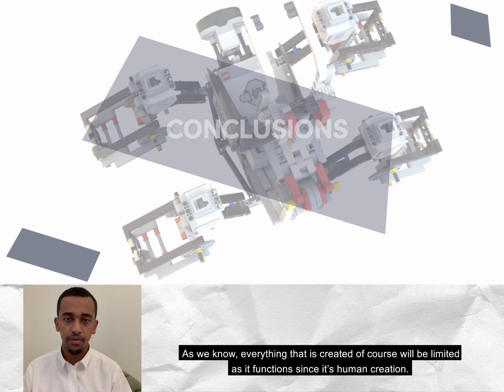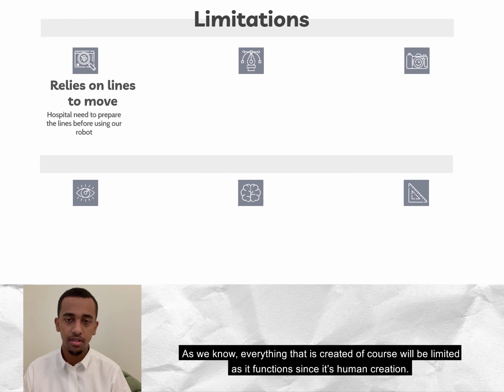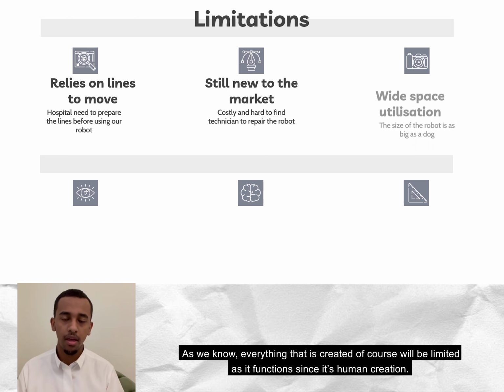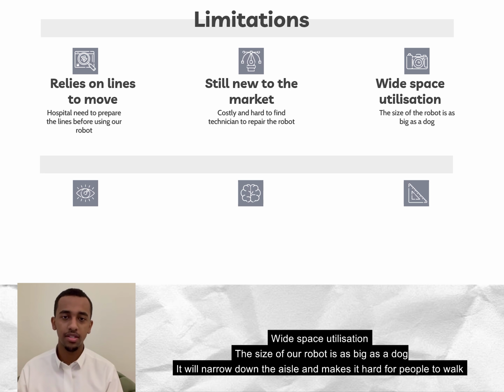As we know, everything that is created will be limited in its functions, since it's a human creation. As this robot is still new to the market, this robot is costly, and it is hard to find a technician to repair it. Wide space utilization. The size of the robot is as big as a dog. It will narrow down the walkway and make it harder for people to walk.